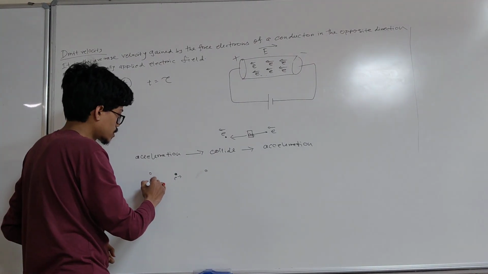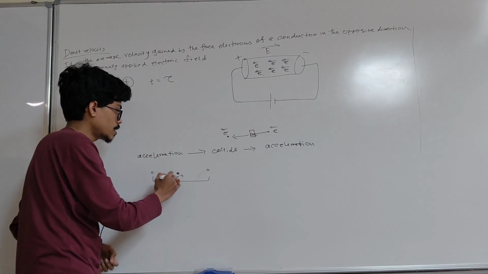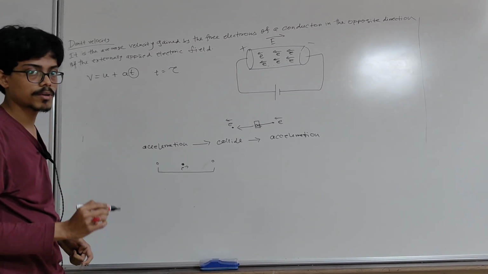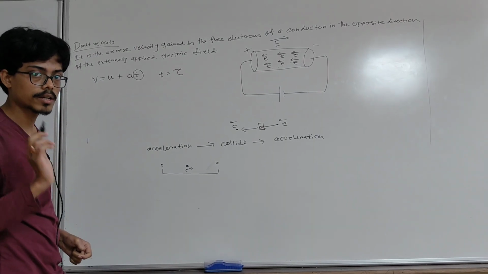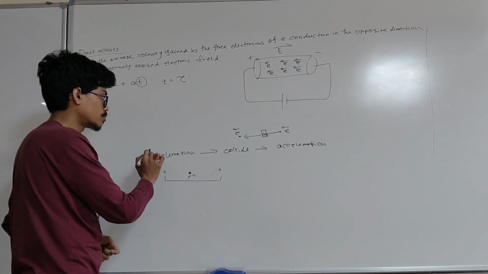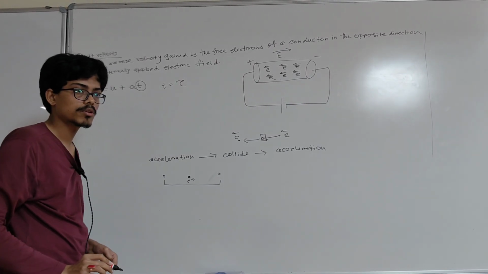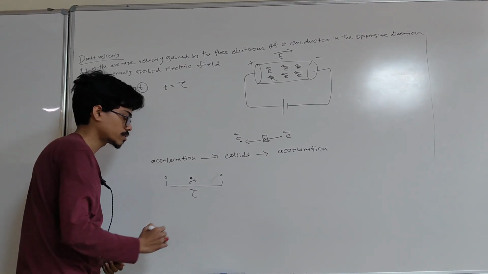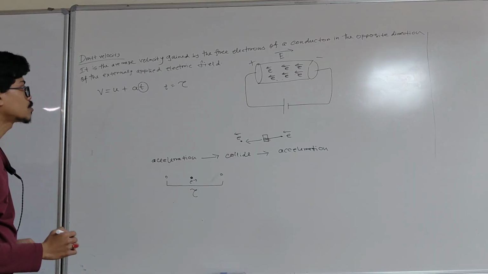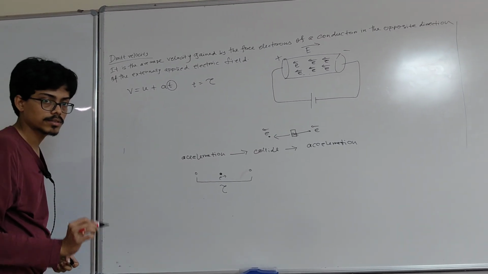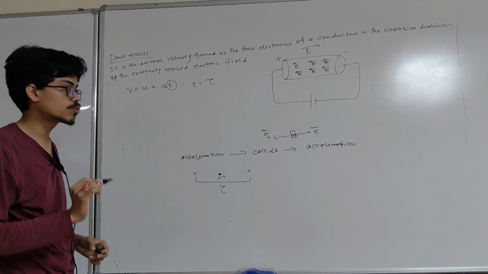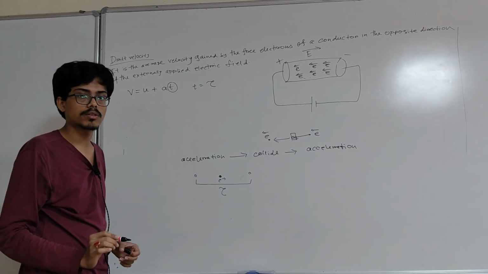So the time in between, as the electron moves from one fixed positive ion to the next fixed positive ion, means the obstacle time, or the acceleration time, or the moving time between two obstructions, is considered as the relaxation time tau. So we take tau as the relaxation time. Relaxation time means that time in which the electron moves without any obstruction.